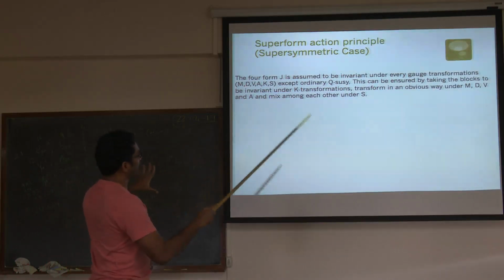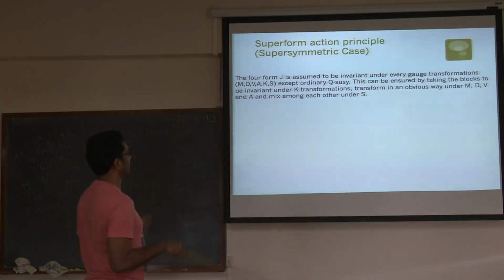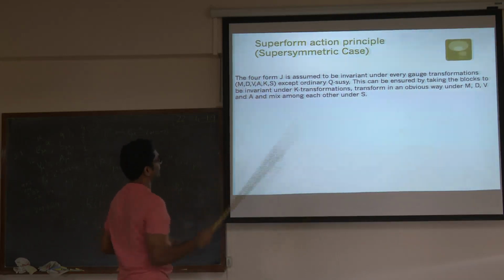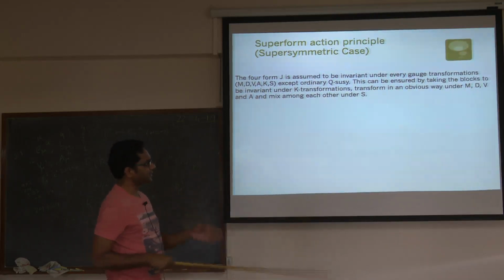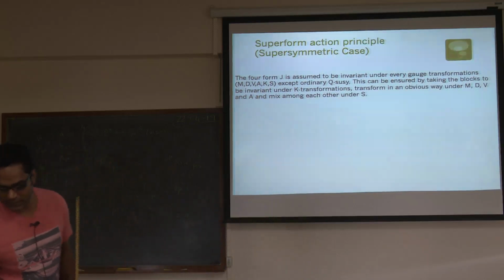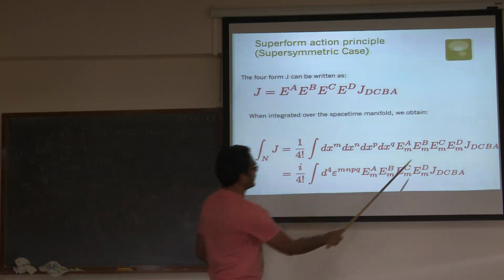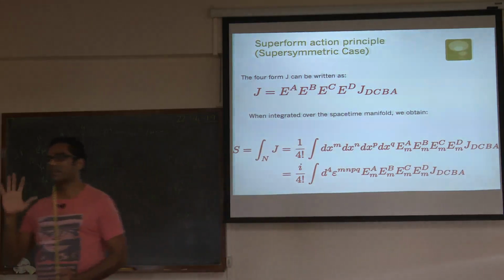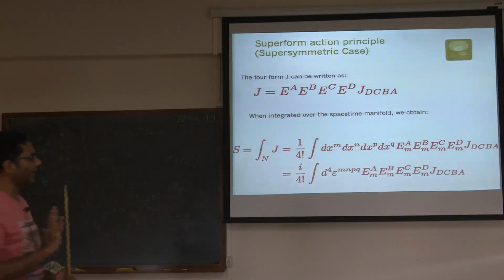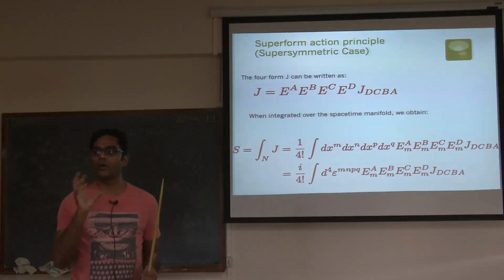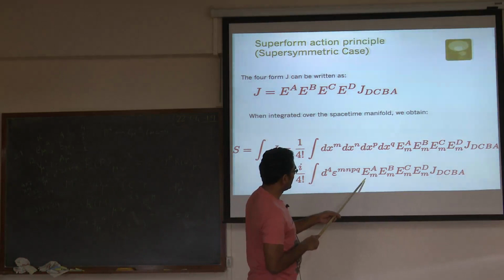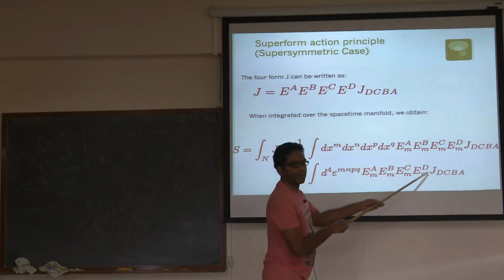So this 4 form J is assumed to be invariant under every other gauge transformation, where this M is local Lorentz, this is dilatation, this is SU2 R symmetry, this is U1 R symmetry, special conformal transformation, and this is S supersymmetry. This can be ensured by taking each of these blocks that I have here, J, D, C, B, A, as invariant under special conformal transformation, and having the required Weyl weight or chiral weight. By required Weyl weight or chiral weight, I mean that suppose you look at a term when all 4 are gravitinos.